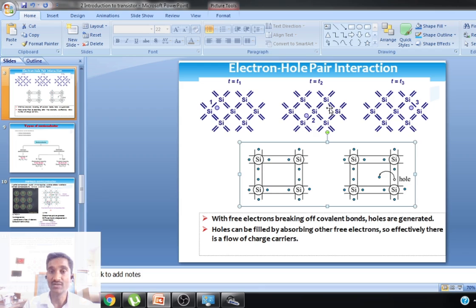Again, suppose one electron of this pair is knocked out, and it comes and sits at this place. What will happen? So these two silicon atoms complete their covalent bonding and there is one deficiency of an electron. That is the hole. So we can see here the generation of the hole. In that way, electron-hole pairs are created.